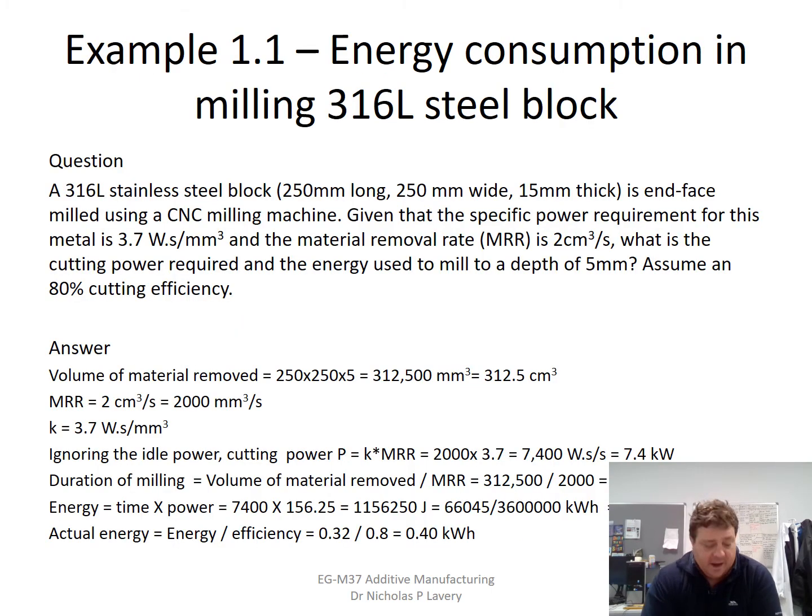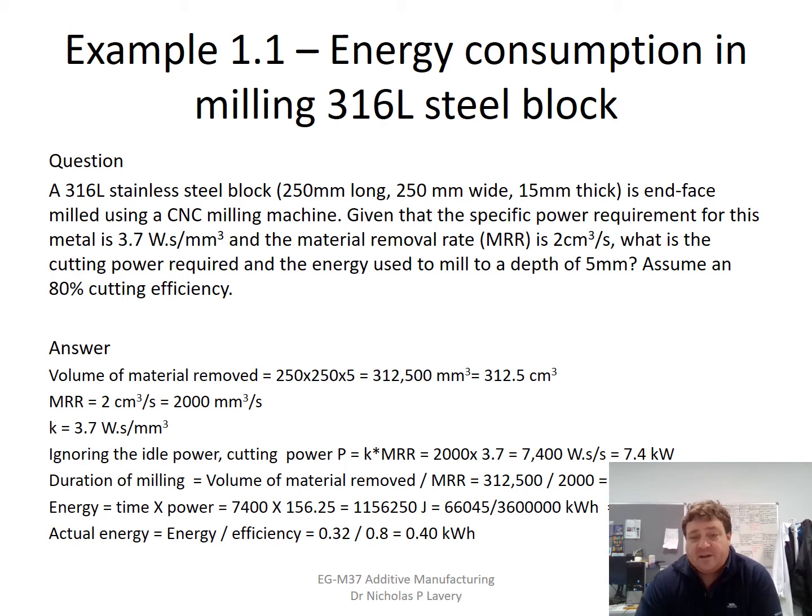So we're going to go ahead and use some of these things just to do a quick calculation here. As an example, to look at the energy consumption of milling a steel block, in this case 316 stainless steel, let's say we have a 250 millimeter long plate, which is 250 millimeter wide, 50 millimeters thick, and this is then milled using a CNC milling machine.